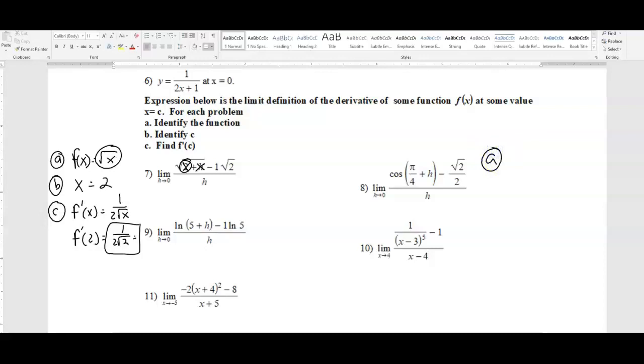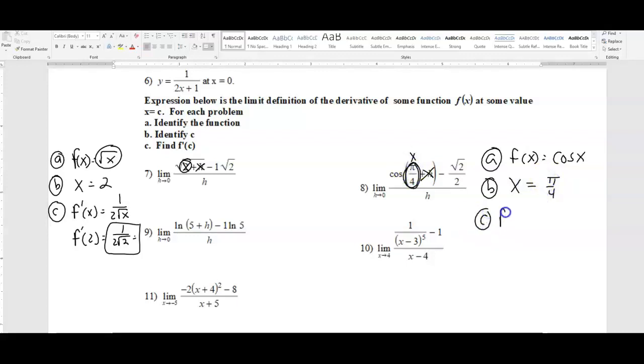All right, let's go ahead and take a look at number 8. What's the function? We get rid of the h, and we replace the number with an x. So it's going to be cosine of x is my function. We want to find what's the value of c. The c is the number that we are plugging in for x, which in this case is pi over 4.